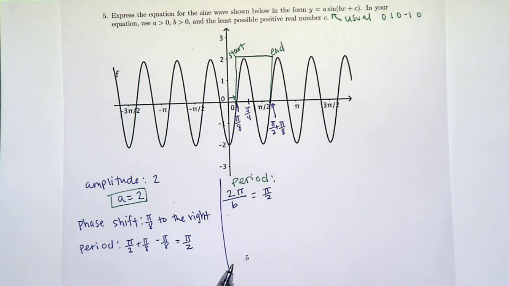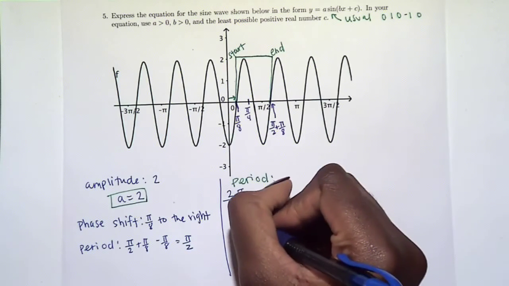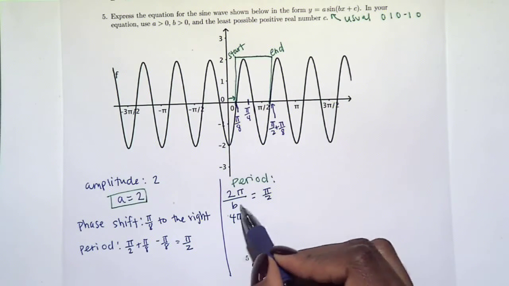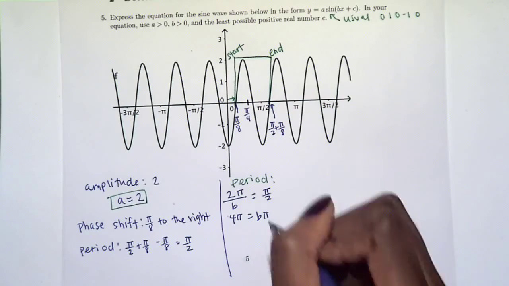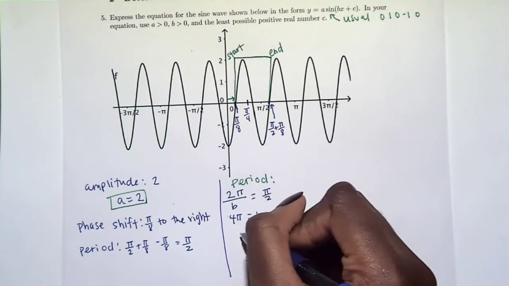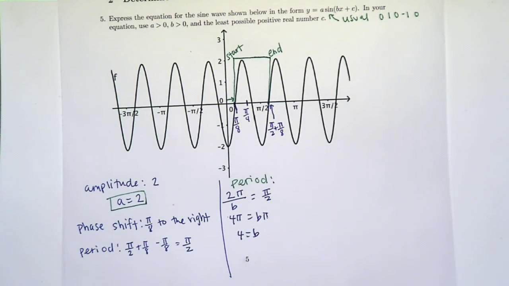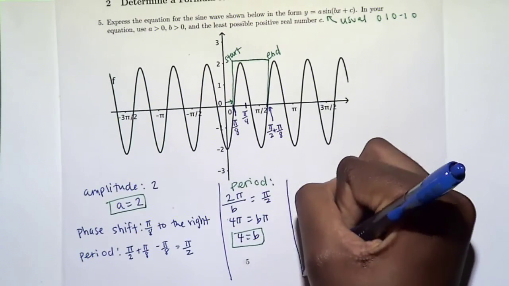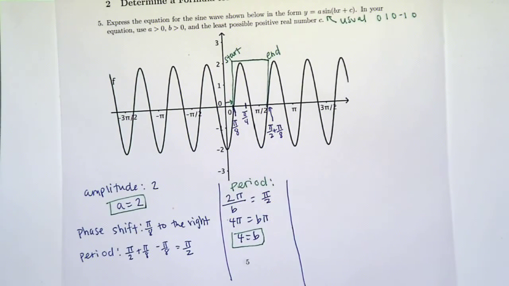All right, so there's multiple ways you can solve for b. I am going to cross multiply. So 2 pi times 2 is 4 pi. B times pi equals b pi. And so that means 4 equals b. All right, so our period is 4. Or not period, the letter b. Sorry, our period is pi over 2. The letter b is 4.